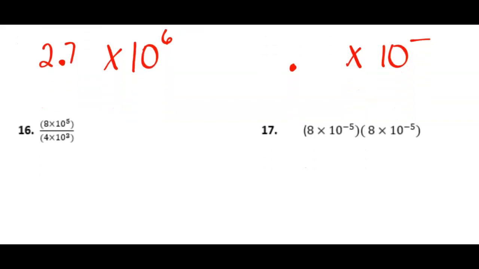All right, when I divide, I use my rules that I learned early in the chapter. Divide your two numbers. 8 divided by 4 is 2 times 10. Those are exponents, same base. What am I going to do with the 5 and the 3? I'm going to subtract. My answer is 2. Right? I'd like you to do this one. And think about your answer and make sure it's in scientific notation.